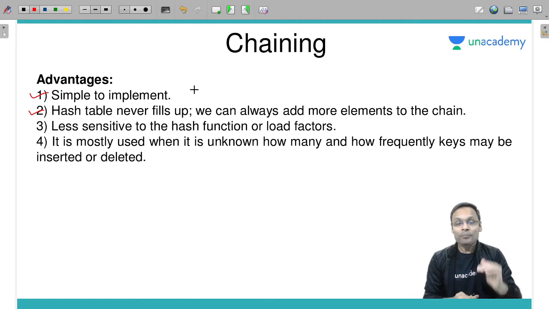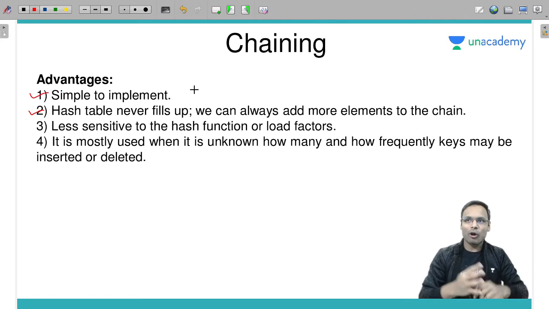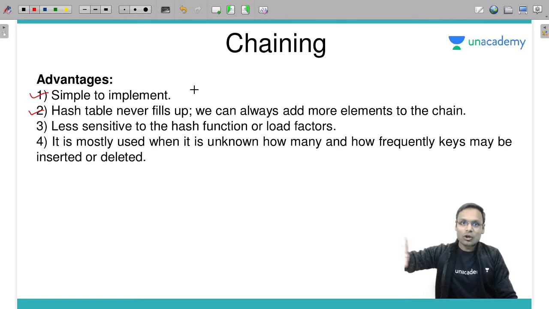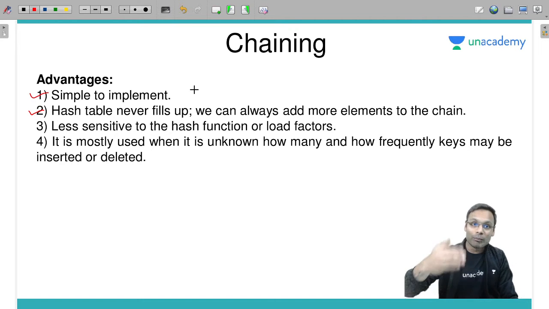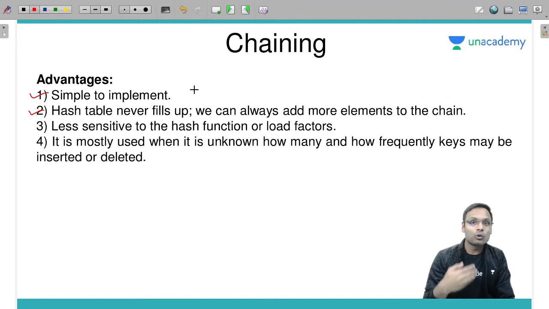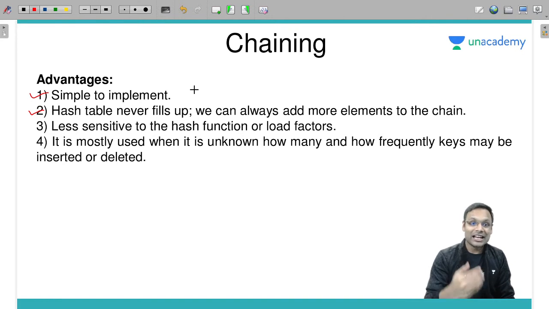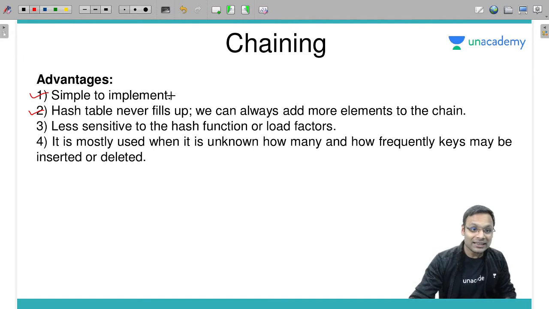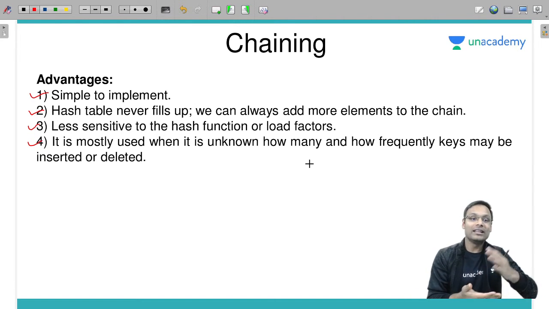But in chaining, if one location itself is generated multiple times, no problem, all the keys are stored on the same location in the chain and there will not be any problem of multiple probes. We don't have to apply multiple times some kind of new formula, new function to get the new location. That's why it is very less sensitive to the hash function.